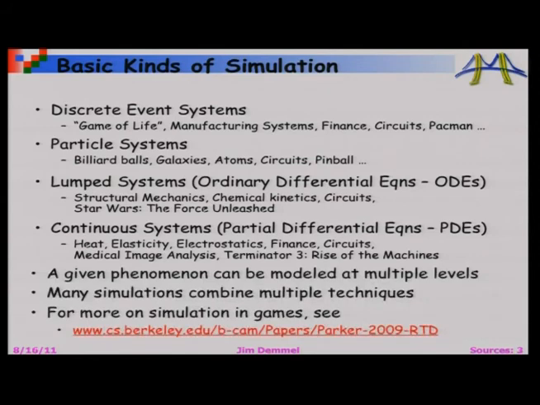So, and I will give you these examples. So the point is, a given phenomenon can be modeled at multiple levels. Many simulations combine these techniques, and there is a particularly interesting website I'll show you later on the game up here. The other important difference, at least locally important difference between this particular one, Star Wars, and Terminator 3, is that all this work on parallelizing it was done at Berkeley, and all this work was done at Stanford. But otherwise, they're both very interesting projects.